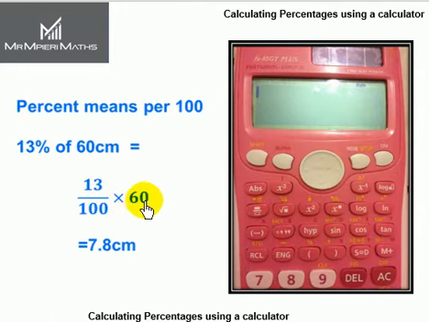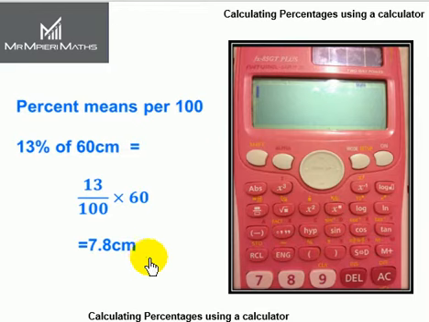Multiply it by 60. That's all you have to do, and then press equal sign, and then the calculator will do the rest. The answer becomes 7.8 centimeters. If you do press the equal sign and you still have the answer as a fraction, then press this button here, S to D, and that will change it back to decimal.